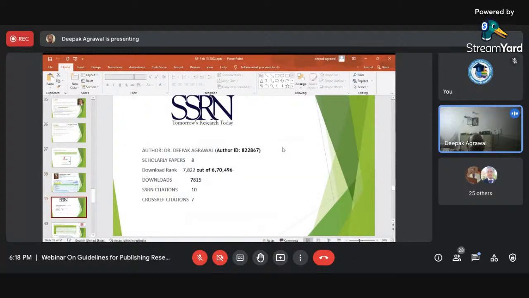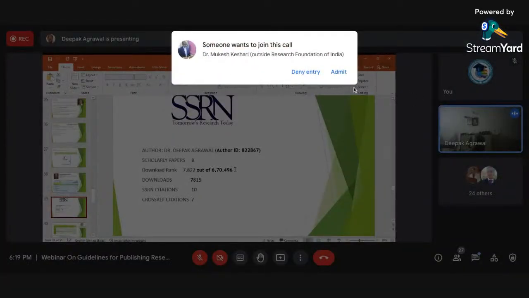Such types of reports can easily be accessed through any type of citations. This is my example, ssrn.com. It is a very good source of data about publications. It maintains a database of more than 2 lakh papers. Now, you can see this is my present rank as per today's data. My present position is 7,822 out of 6,70,000 scholars registered to the website. This is their own data.